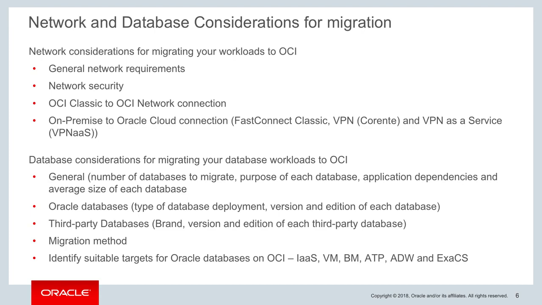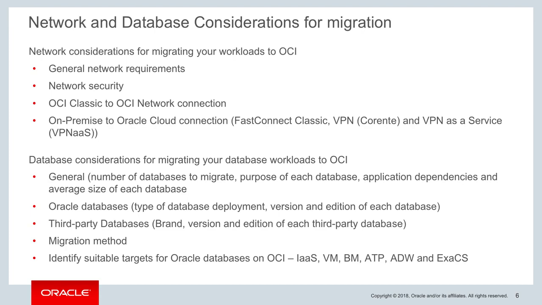Let's now look at the database considerations for migrating your database workloads to OCI. You need to first create an inventory of the number of databases you're looking to migrate, the purpose of each database, application dependencies, and average size of each database. For all Oracle databases, you need to list the type of database deployment. Are those databases deployed on platform services or are they deployed on infrastructure only? What's the version and edition of each database?